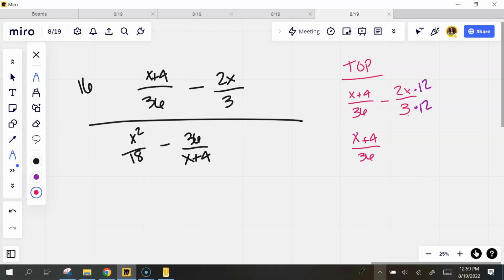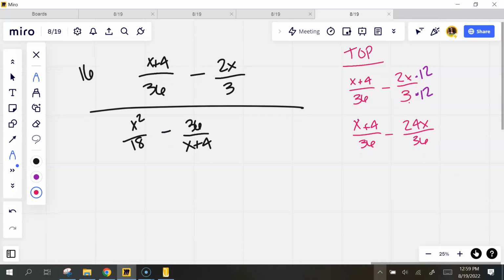I could make the 3 look like the 36 by multiplying by 12. Now I have 24x over 36. These are not going to come out nice, pretty answers because they're just from a program I have that generates problems. If I combine the numerators now, x plus 4 minus 24x would be negative 23x plus 4 over 36. I can't simplify that any further.